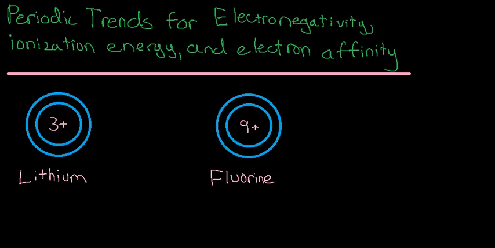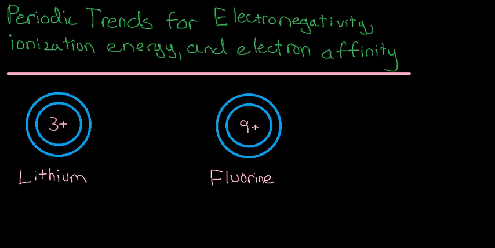What I want to talk to you about next are the periodic trends for electronegativity, ionization energy, and electron affinity. The reason I've decided to group all three of these together is not because I'm lazy. I think that might be some of it, but I also just think it's convenient to think of these three together because they all three have the exact same trend for the exact same reasons.